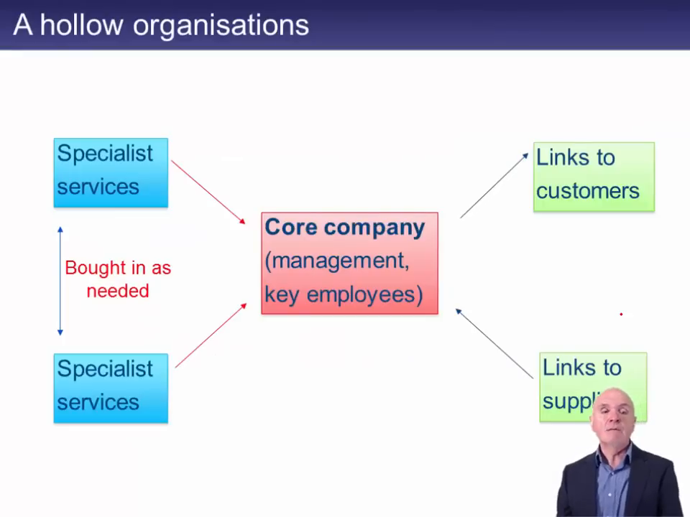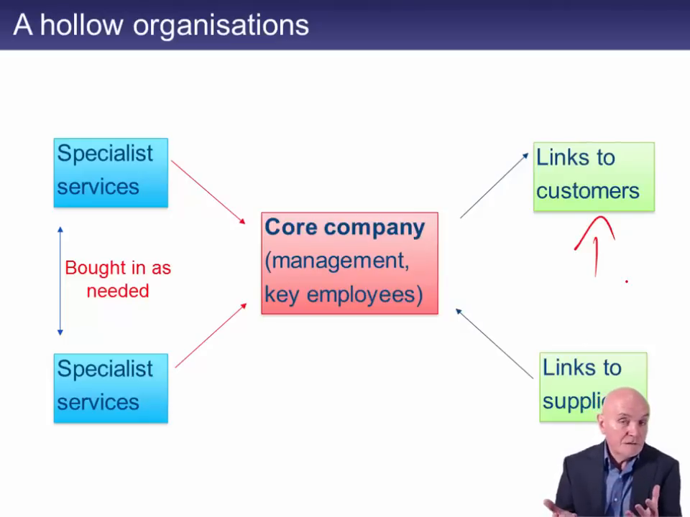This is a diagram of a hollow organisation. Here we have the core company where we keep core management, key employees with the real skills. We buy in IT services, buy in accounting services, buy in legal services, buy in marketing services as we need to. We have suppliers, not only supplying parts, but maybe manufacturing the finished goods. We get orders in from customers. The goods don't have to go through us at all. The goods can go directly from suppliers to customers without going close to us.